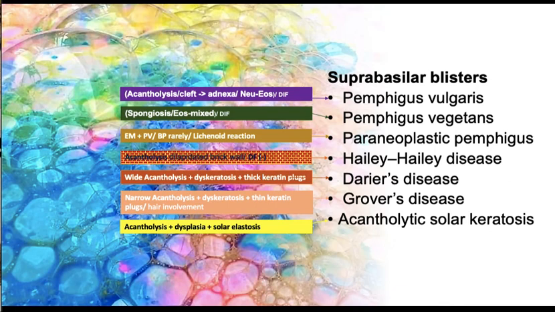Acantholytic solar keratosis, in addition to the acantholysis that we see in the previous conditions, here the unique feature is the dysplasia. It's like actinic keratosis, where you see the dysplastic cells at the basal cell layer. In this disease, we see dysplastic cells in addition to solar elastosis.